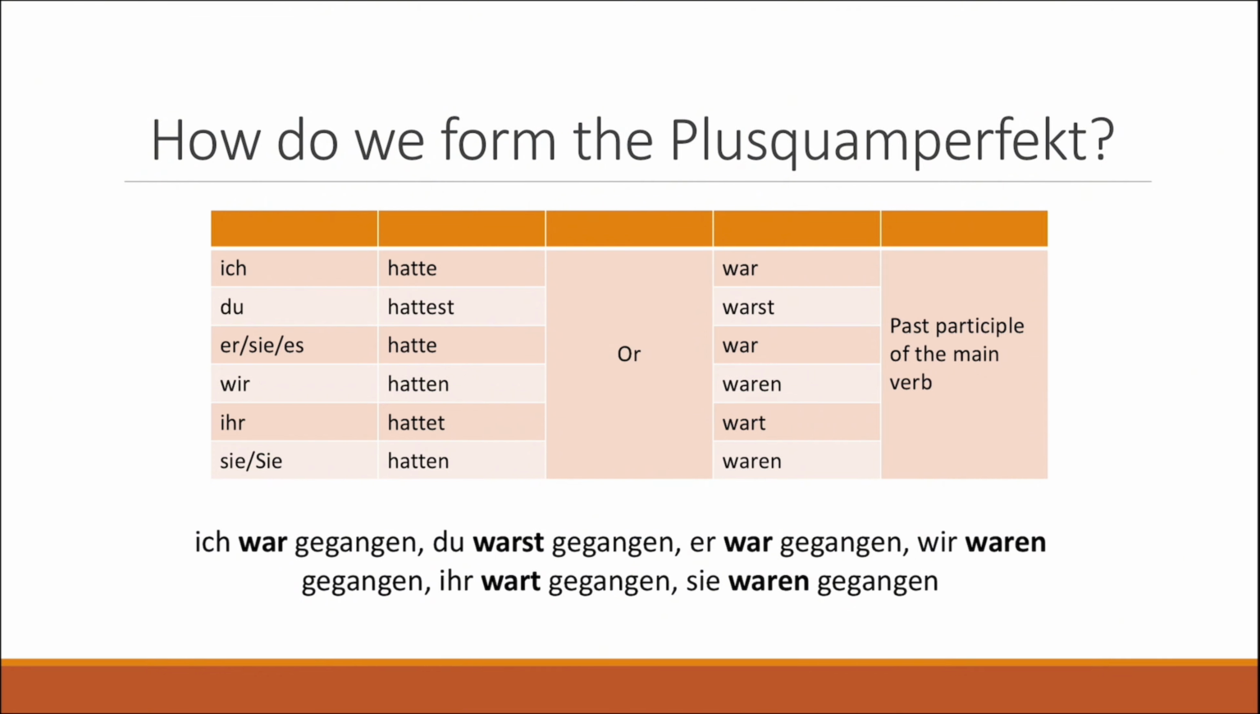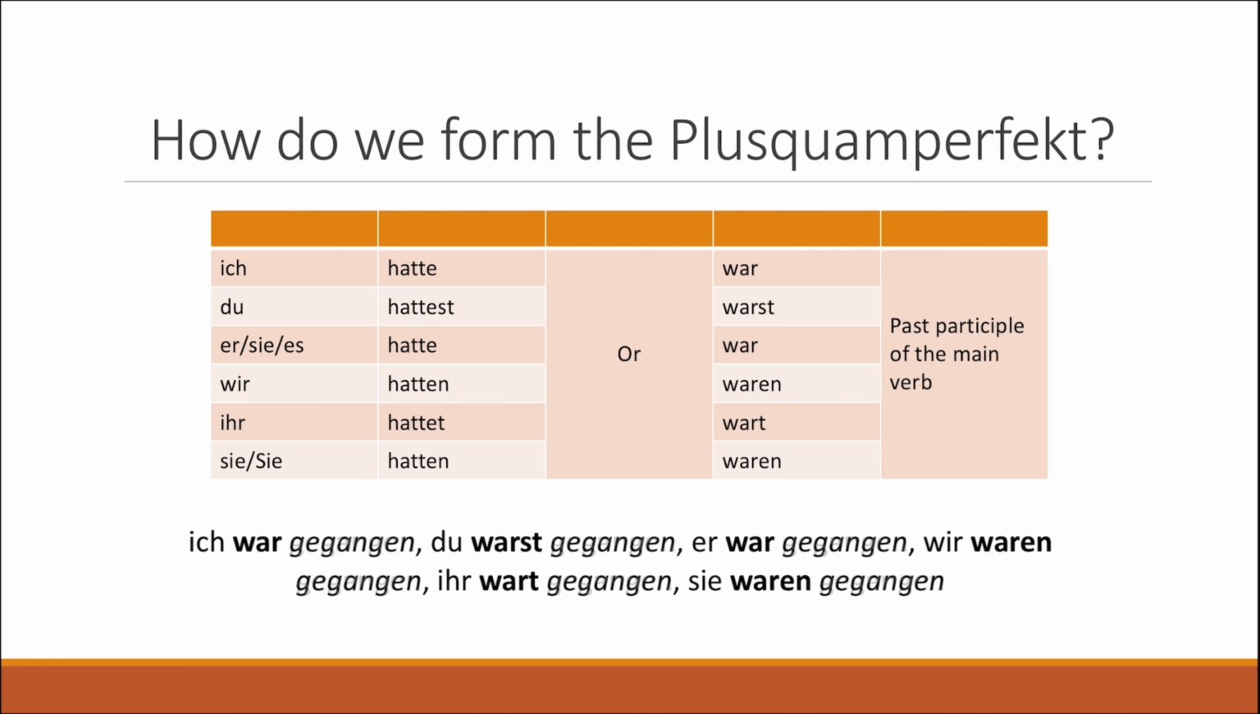Well, first we conjugated the Präteritum of the auxiliary verb. For gehen, we're talking about a motion, so the auxiliary verb is going to be sein. Hence, the Präteritum is going to be ich war, du warst, er war, wir waren, ihr wart, sie waren. The Präteritum is then followed by the past participle of the main verb. The main verb is gehen, and the past participle of gehen is gegangen, so we're going to have gegangen in every verb form.